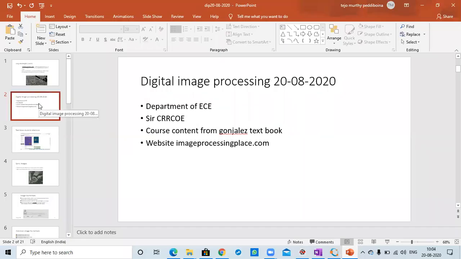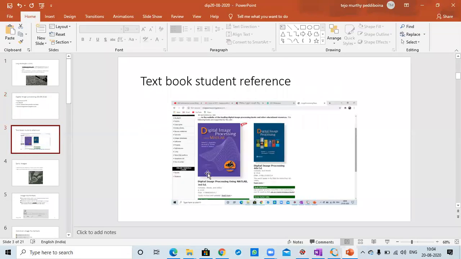So most of our content is from Gonzalez's textbook. The website is imageprocessingplace.com. It is there. The textbook we are following is Digital Image Processing, fourth edition, by Gonzalez.